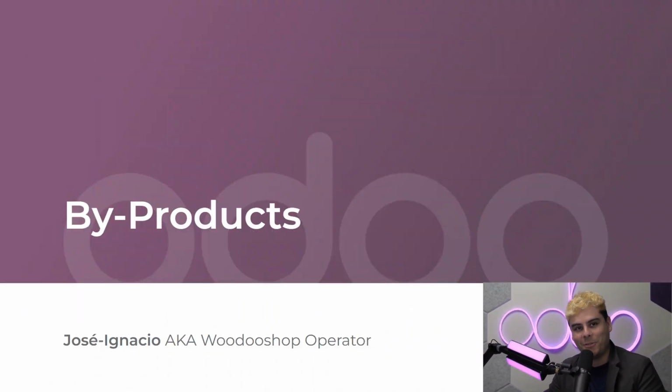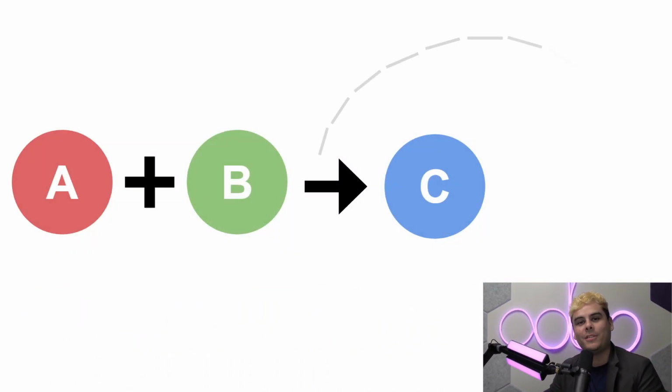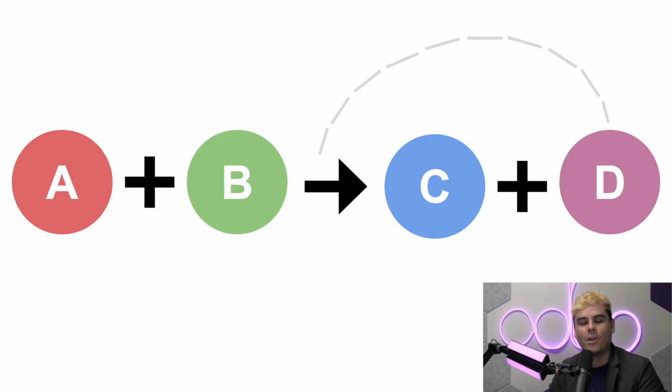All right, hello doers. Now, sometimes producing a product leads to the creation of other products as part of the manufacturing process. These are known as byproducts, and they can be sold, they can be recycled, or they could also be considered waste. In any case, byproducts will share part of the main product's cost of production.